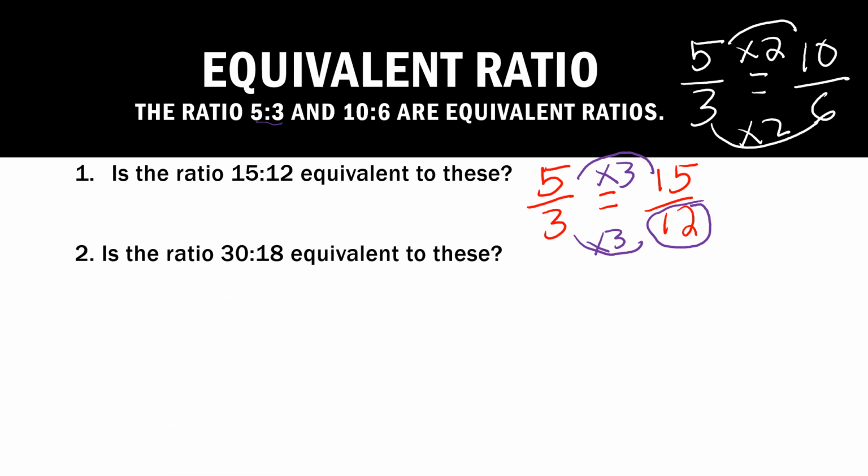Is the ratio 30 to 18 equivalent to these? Let's see. I will set it up. 5 to 3, set equal to 30 to 18. I will multiply the first ratio by the same factor. 5 times 6 is 30. 3 times 6 is 18. Therefore, 30 to 18 is equivalent to 5 to 3 and 10 to 6.